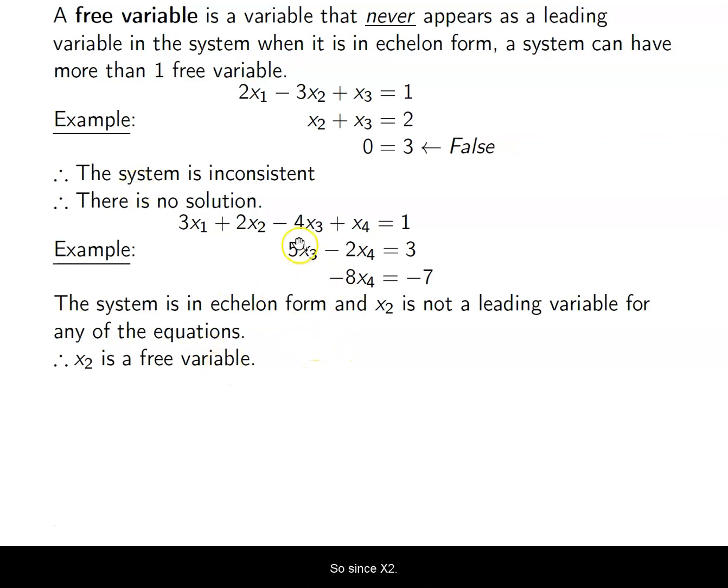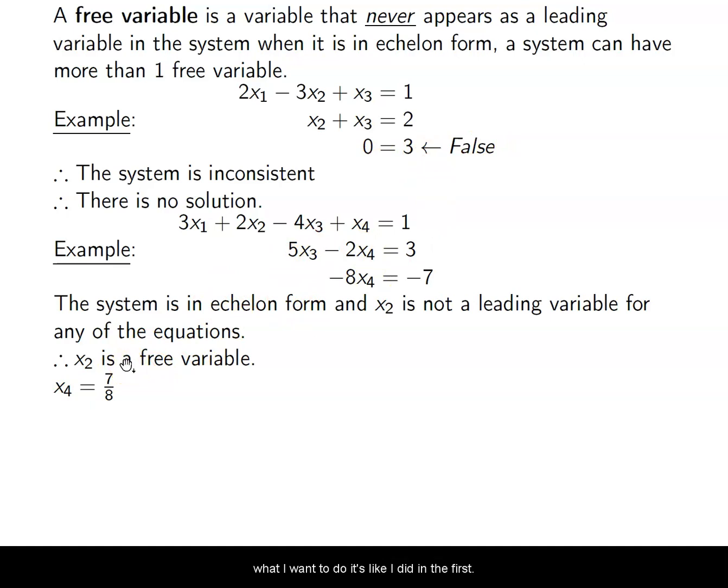So since x2 is not a leading variable and I'm in echelon form, it's a free variable. I can go back and I can still solve. A free variable does not mean that there's no solution. A free variable means, that was a dramatic pause, you have infinite solutions. x2 can be anything I want. That doesn't mean I can't find solutions. The false statement meant I can't find solutions. Here I can still find infinite solutions.